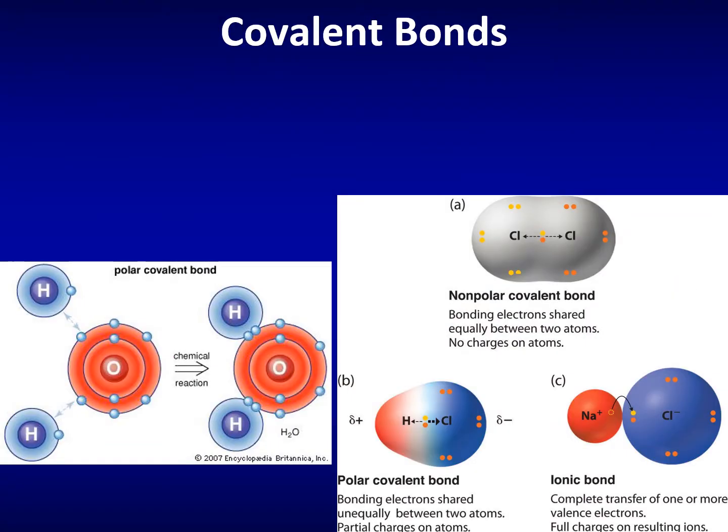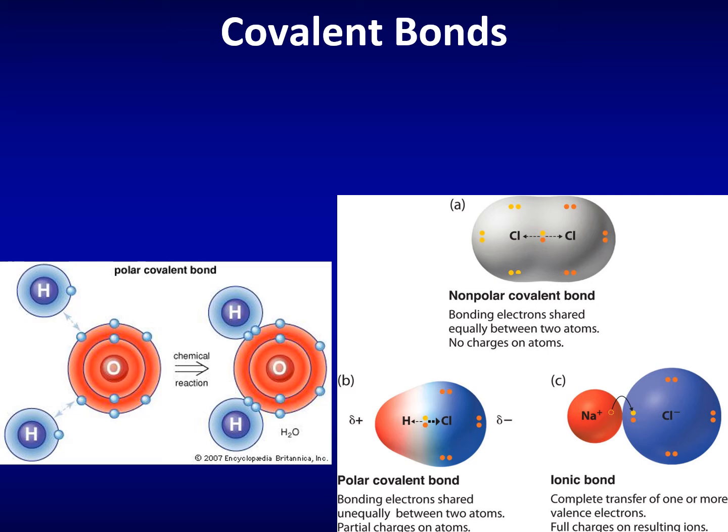There's one other way for elements to bond, and that is in the way in which they can share electrons, and this is called a covalent bond. Co meaning together and valent meaning electrons. They are sharing their electrons with one another. Water is a perfect example of this.